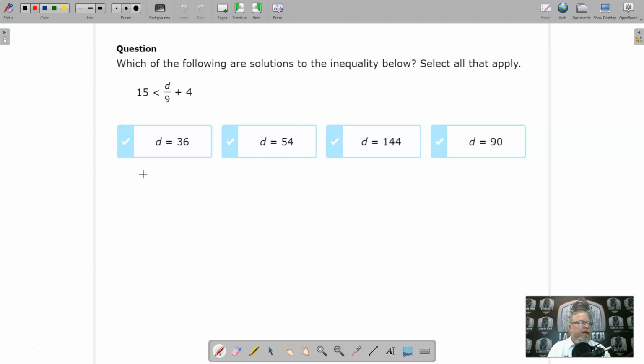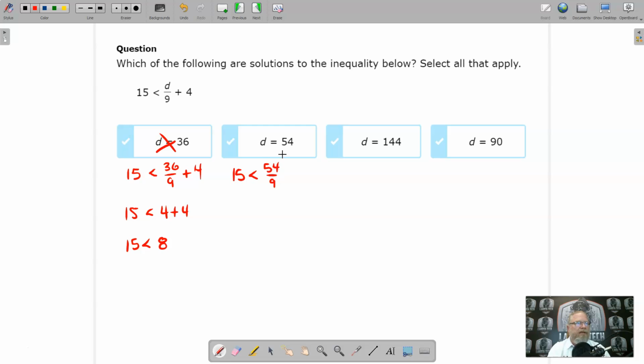There we go. On this one here, let's go ahead and take our 15 is less than, and then d is going to be 36/9, and then add 4. So let's simplify that 36 over 9. 36 divided by 9 is 4. Bring down our plus 4. And then we have 15 less than 8. Is this true? No, 15 is actually greater than 8. So 36 doesn't work.